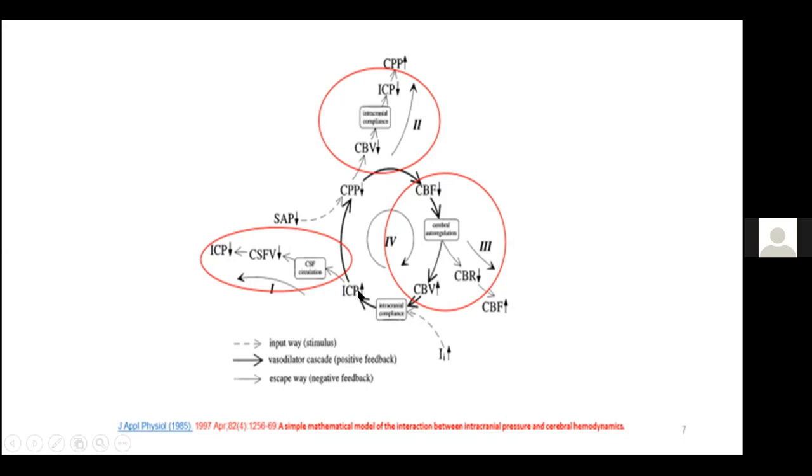So let's again start. ICP increases, CSF moves down towards the spinal cord, which in turn decreases the cerebral CSF volume and ICP. The next step is on the other side. ICP increases, cerebral perfusion pressure decreases, cerebral blood flow decreases, which activates the cerebral autoregulation. What will it do? It decreases the cerebral resistance and increases the cerebral blood flow and cerebral blood volume.